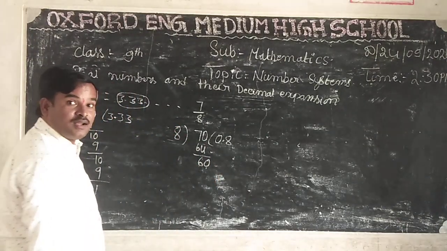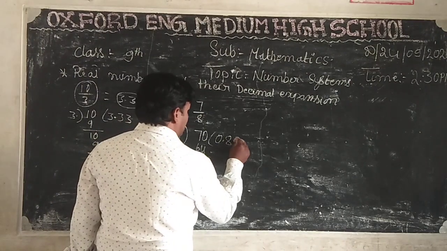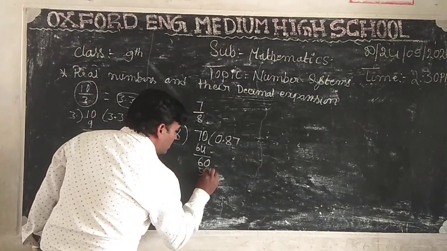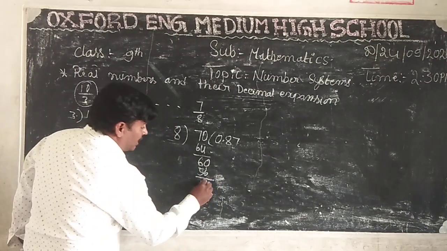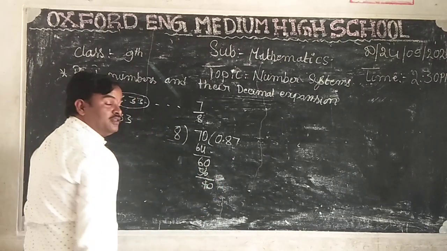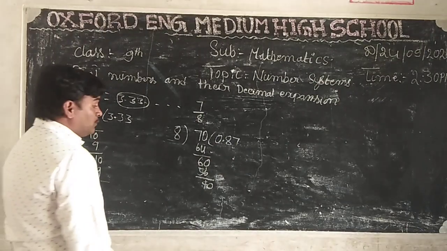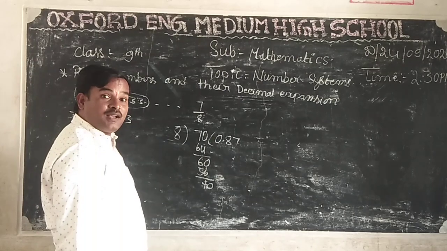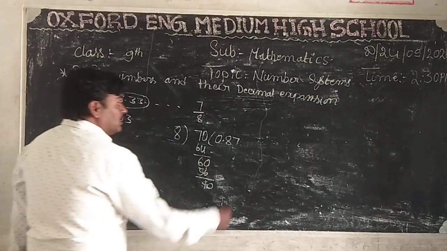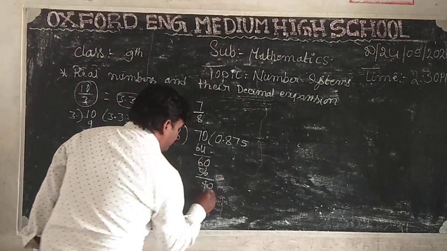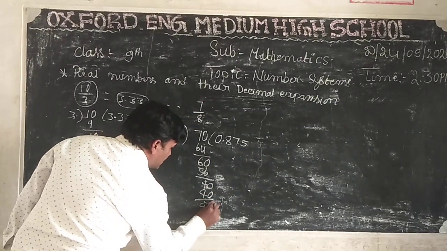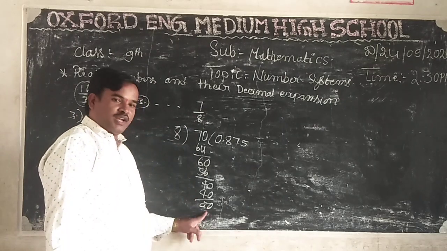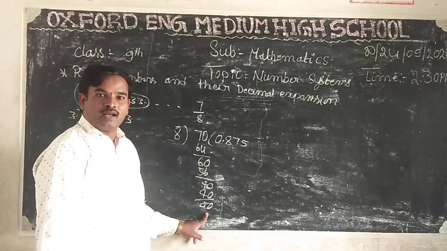Then 8 7s are 56. Then remainder is what? Again 4. Then it is 40. 8 5s are 40. Remainder 0. See here, in this decimal expansion, we get the last remainder as 0.